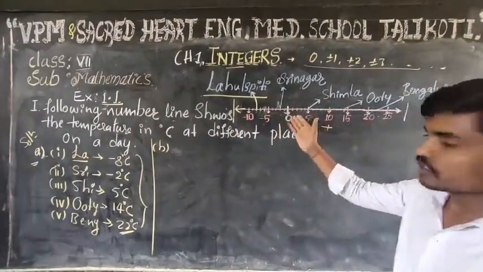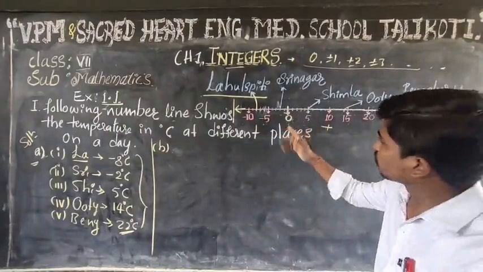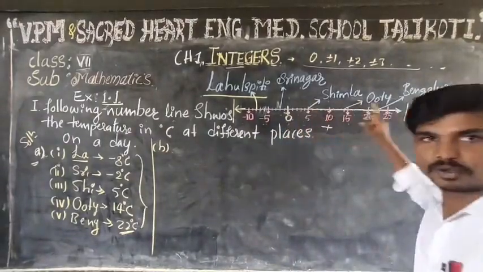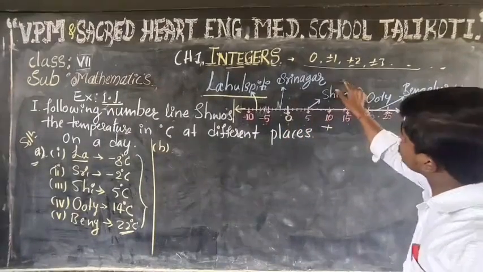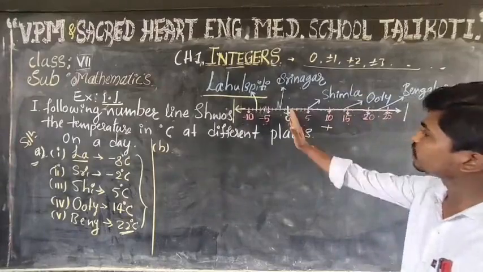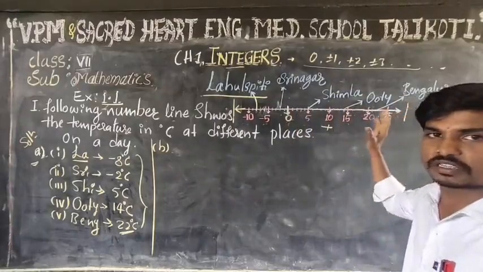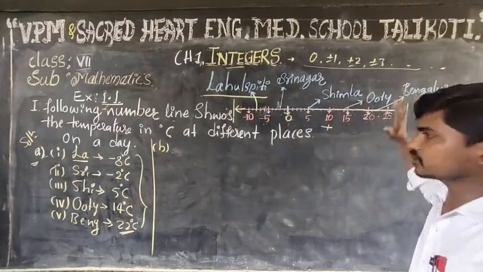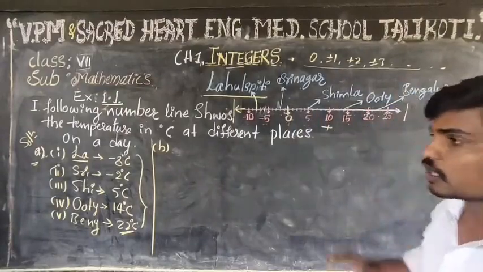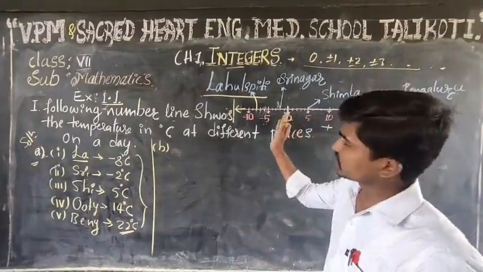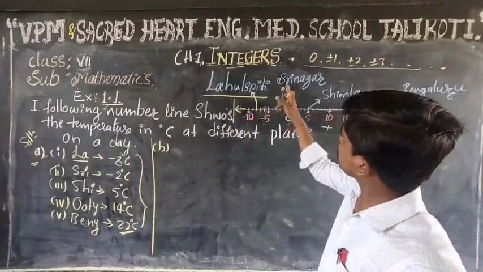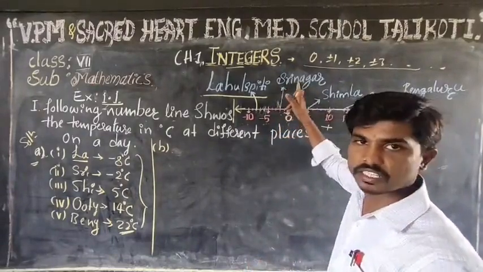On a number line, we are moving away from the zero. On the positive side, the value increases, which means the value rises. This is all about a number line. Now, coming to the question, which is the coldest? Srinagar has minus 2 degrees Celsius.